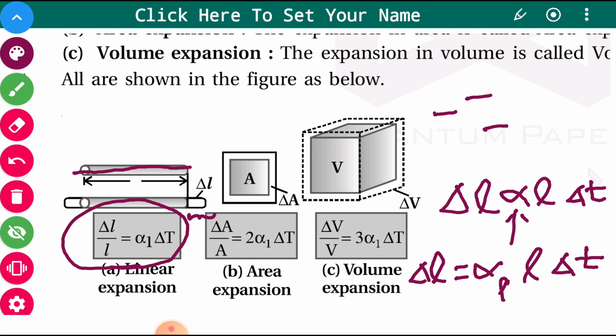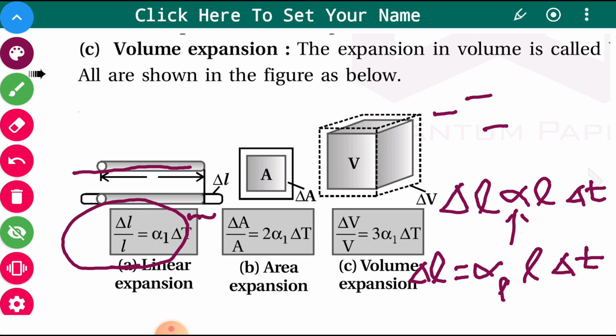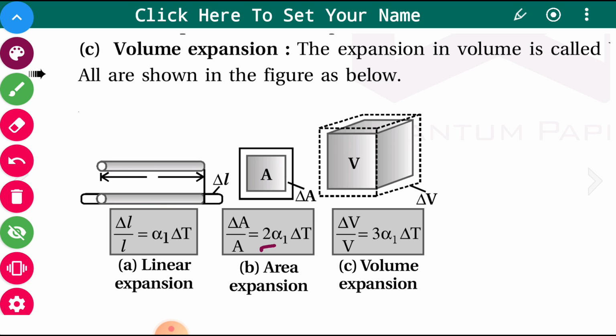Now for a two-dimensional change, this becomes 2 alpha L, because length and breadth both are changing. So delta A is proportional to the initial area and the change in temperature. Similarly for volume, delta V is directly proportional to the original volume and the change in temperature. It is a three-dimensional change, therefore we write 3 alpha L. Here it is 2 alpha L and here it is 1 alpha L. Try to watch this 2-3 times and try to understand the different topics. Thank you very much.